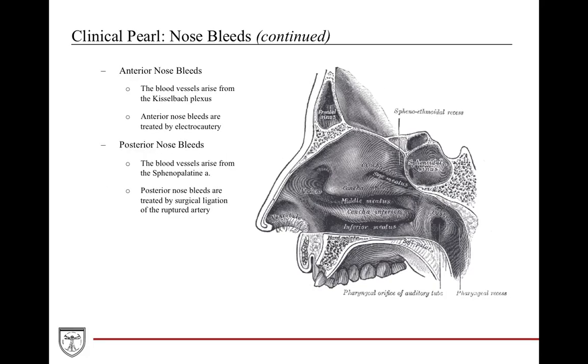The anterior ones are caused by some sort of injury to Kiesselbach's plexus. You usually fix it with electrocautery, just cauterize it. It's the posterior bleeds that involve bigger caliber vessels, like the sphenopalatine vessels, and those usually require surgical ligation because you have a severed artery.